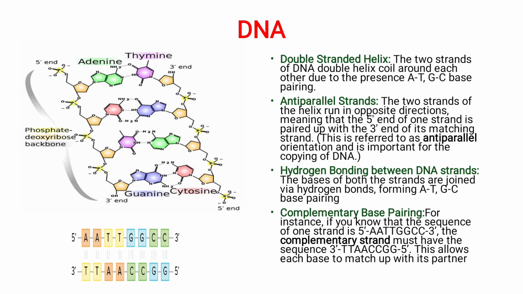Third characteristic of the structure of DNA: it has hydrogen bonding between DNA strands. The bases of both strands are joined via hydrogen bonds, forming AT and GC base pairing. This hydrogen bonding keeps the two bases in the base pair in the same plane, perpendicular to the helix axis. The base pairs are rotated by 36 degrees with respect to each adjacent pair in such a way that each helical turn has 10 base pairs. How many base pairs? It has 10 base pairs.